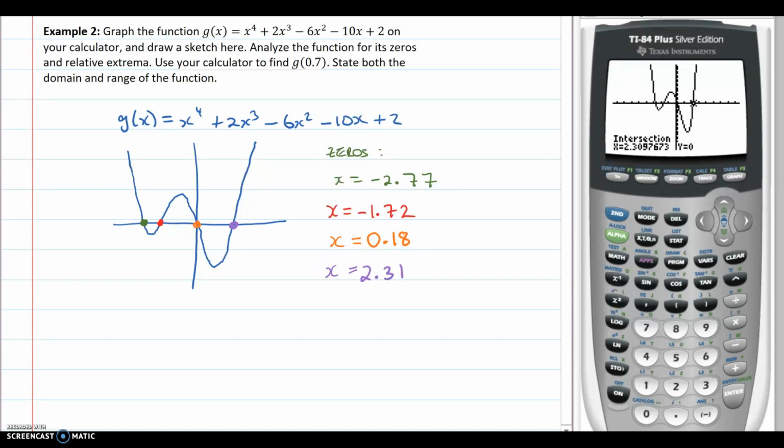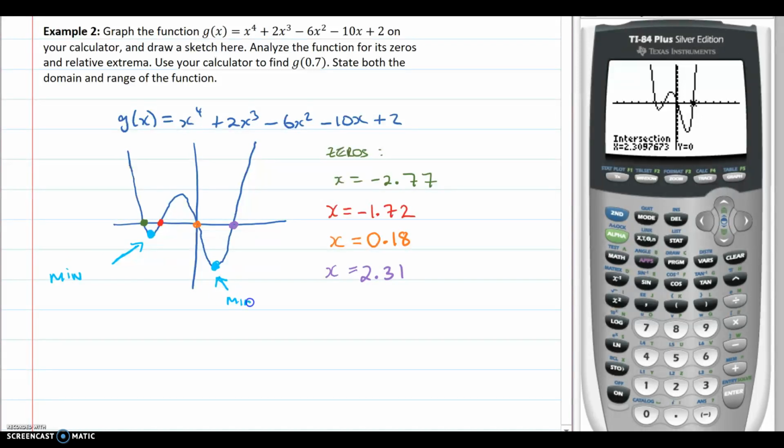Okay, so those are the 4 zeros. Now, the maxima and minima. Okay, so there's a minimum, there's a minimum. So we can find each of these minima. Remember, for the minima, it's the y coordinate that you're looking for.